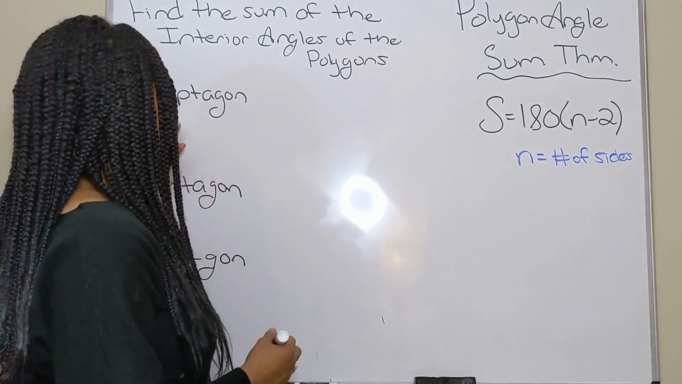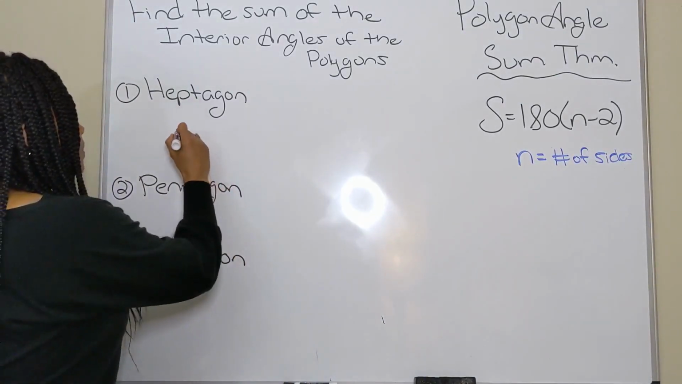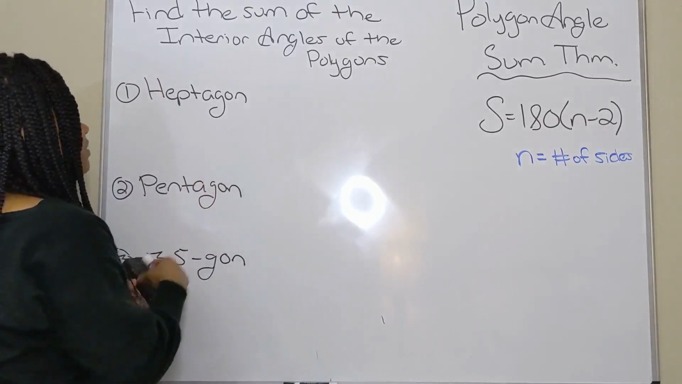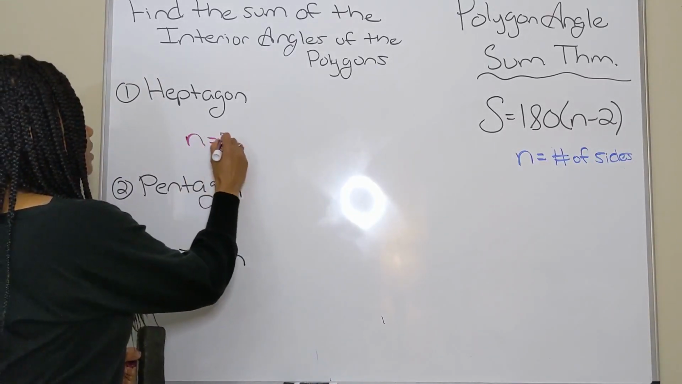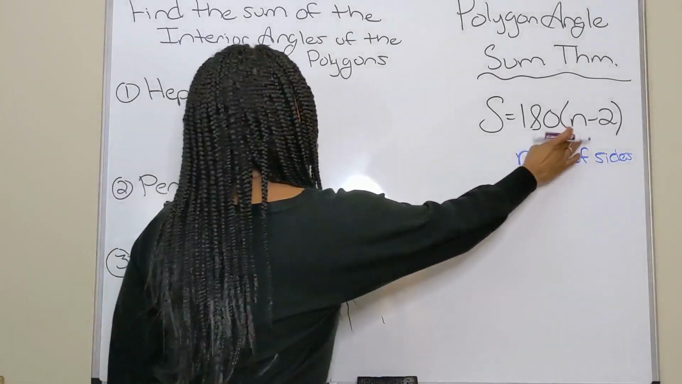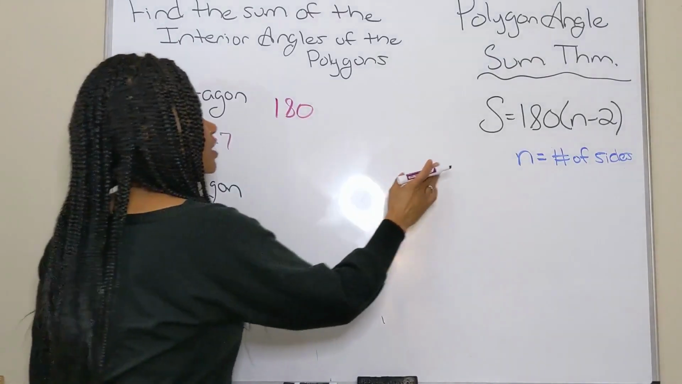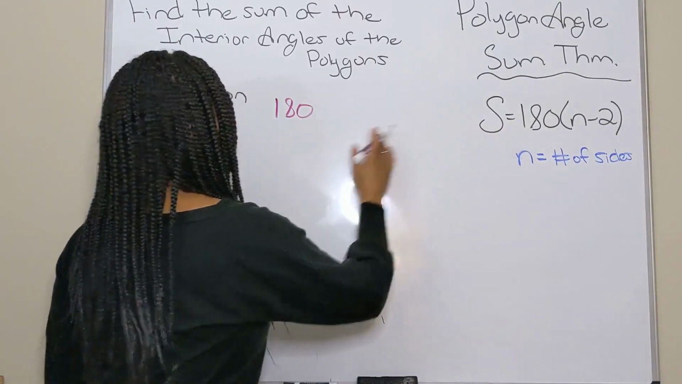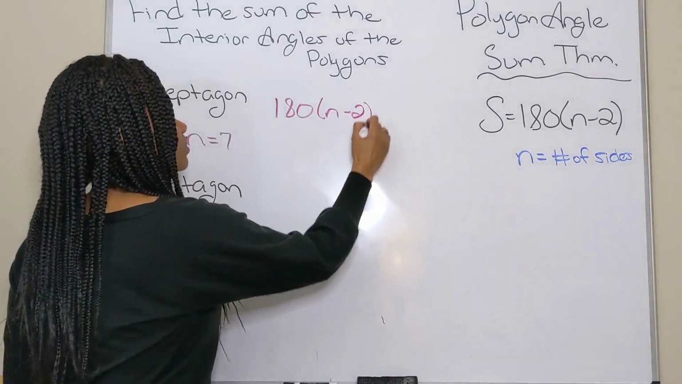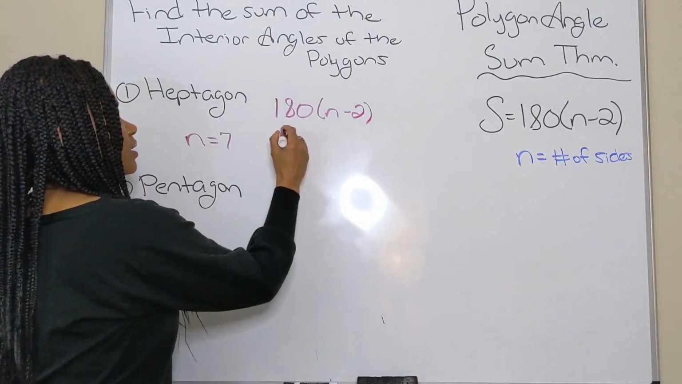Alright? So let's try these three. We have a heptagon. A heptagon has 7 sides, so n is equal to 7. I'm just going to take 7 and plug it in for n. I'm not writing the S because I'm not using it right now. So I could just use 180 times n minus 2, but I know that the S stands for sum. So I'm just plugging that in.